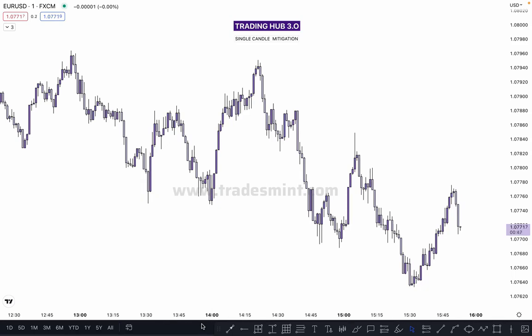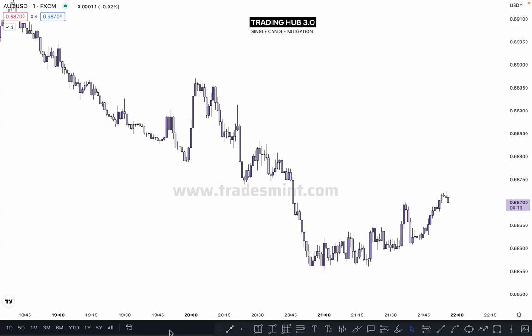First of all, you have to identify your structure, then identify your POI, then wait for mitigation, and then switch to a lower time frame, and it's up to you which time frame you use. If you are using 1 hour as a higher time frame, then 5 minutes for the entry; 15 minutes as a higher time frame, then 1 minute for the entry. So let's see how it actually works and how you can trade here.